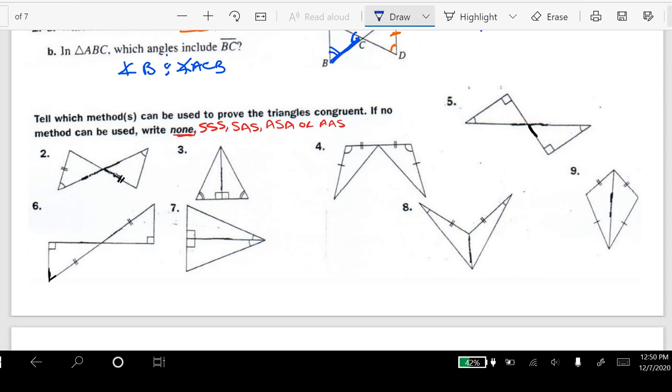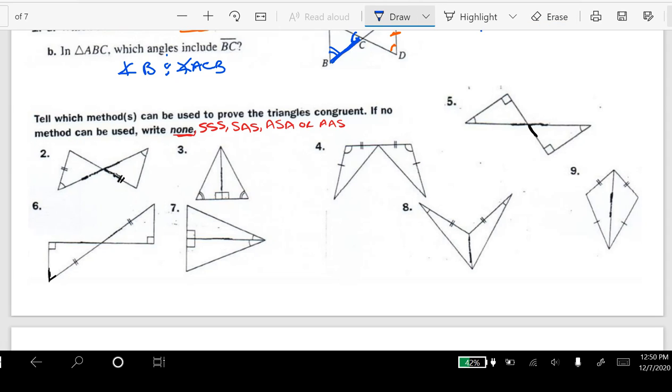For the next section, it says tell which methods can be used to prove the triangles are congruent. I'm just going to go through these again. At this point, we've done numerous ones like this. Again, the first page of the quiz will be similar to this. The only thing that'll be different is that there will be the letters to write the congruency statements. But again, for this, all you need to do is write the method.